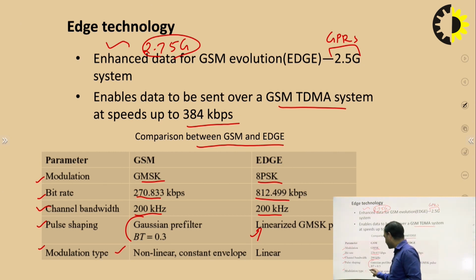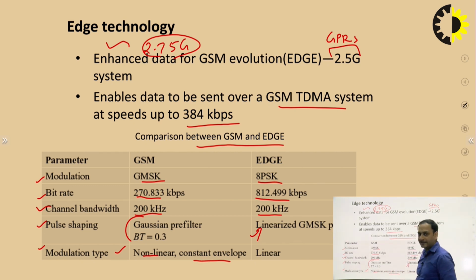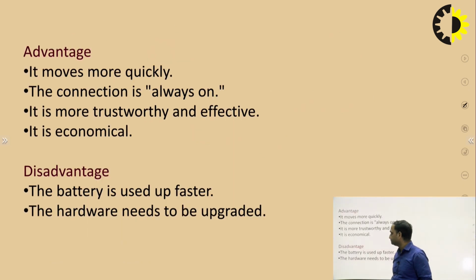Then the modulation type, or you can say the different filters used in GSM, was non-linear with a constant envelope. But in the case of EDGE, only the linear modulation type is used.